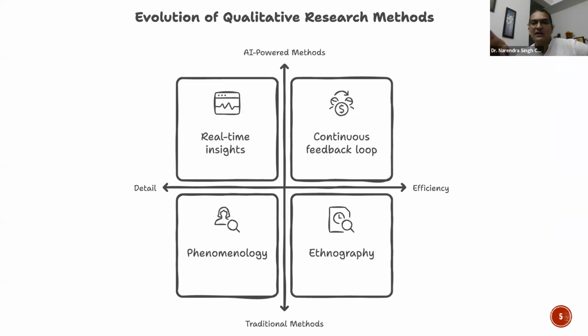Now, when I talk about evolution, phenomenology has been there, ethnography is there. It is detailed and efficiency is also increasing. These are the most traditional methods. I am also getting a continuous feedback loop, and moreover, with AI-powered methods, the benefit I am getting is real-time insights. That is why AI is now becoming a very integral part of both qualitative and quantitative research, so that we can get better insights, better decision making, and better results.